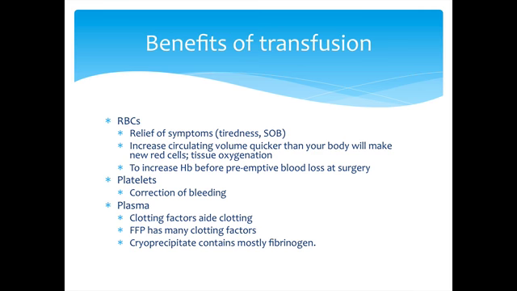So in terms of benefits, we've already touched on these. So with red blood cells, you get relief of symptoms like tiredness and shortness of breath. You can increase the circulating volume quicker than your body will make new cells. And you can also use red blood cells to increase haemoglobin before preemptive blood loss at surgery. Platelets are used for correction of bleeding. And plasma, where you use clotting factors to aid clotting.